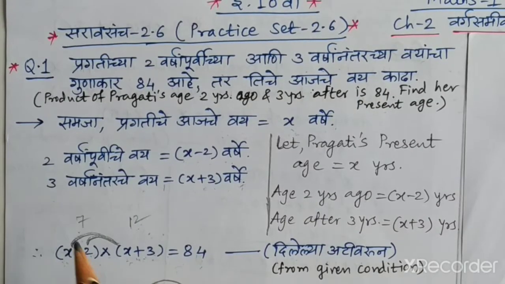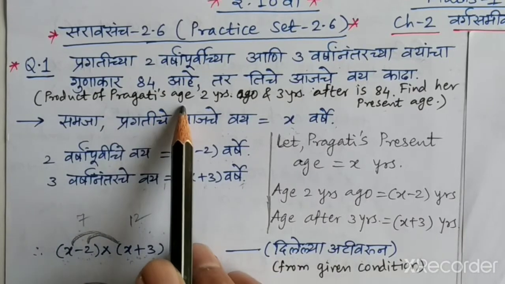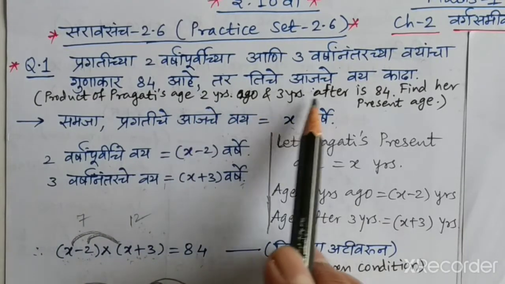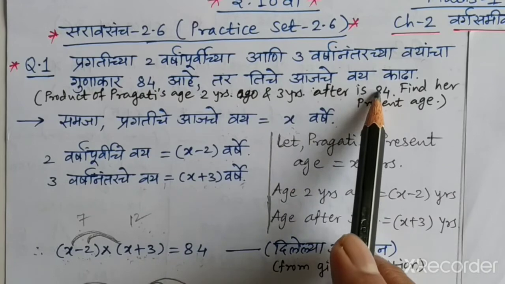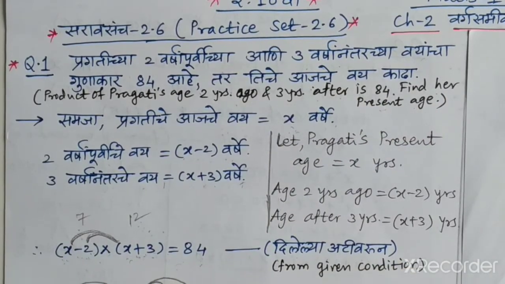Practice set 2.6 question 1. Product of Pragati's age 2 years ago and 3 years after is 84. Find her present age. Now to solve this example, we have to decide the variable first.